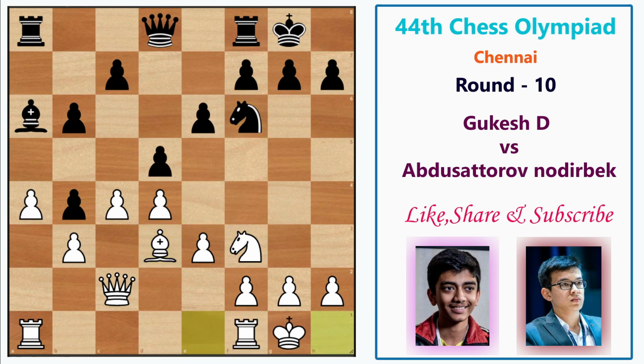After this, Gukesh simply castles on the king side, and we have pawn to c5 trying to open the center. Here Gukesh simply captures on c5 with d takes c5, and we have b takes c5. And in this position Gukesh plays an excellent move, that is e4.